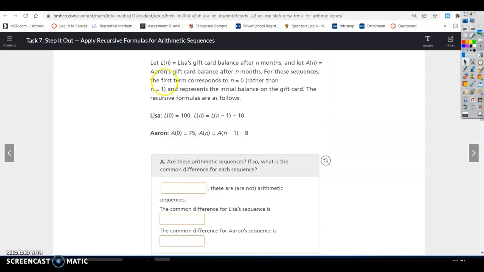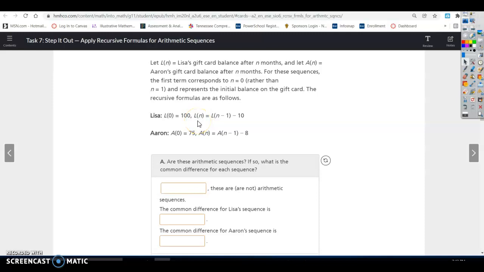All right, so it says let L of n equal Lisa's gift card balance after n months, and let A of n equal Aaron's gift card balance after n months. For these sequences, the first term corresponds to n equals 0 rather than n equals 1 and represents the initial balance on the gift card. So that's like your y-intercept, your beginning balance. The recursive formulas are as follows. So Lisa's L of 0 equals 100. Her starting balance on her gift card is $100. And A of 0, Aaron's, is $75.